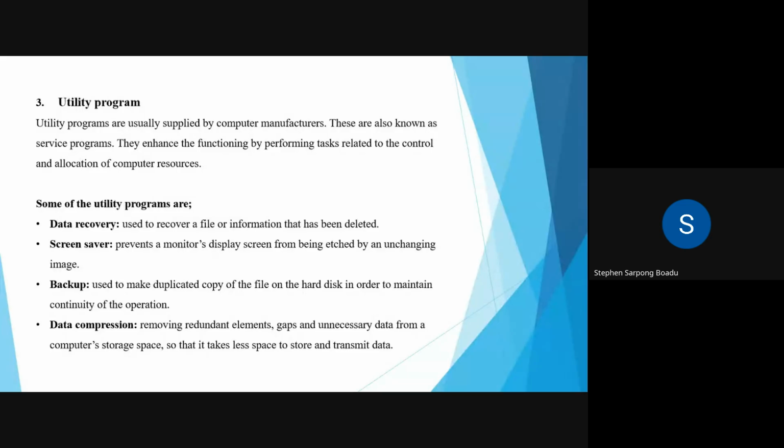Okay, and then we have the screensaver. It prevents a monitor display screen from being etched by an unchanging image. So it's a utility program that prevents damage to a monitor's display screen by replacing a fixed image with moving images or a blank screen. I'm sure most of you have used the screensaver before on your PC.